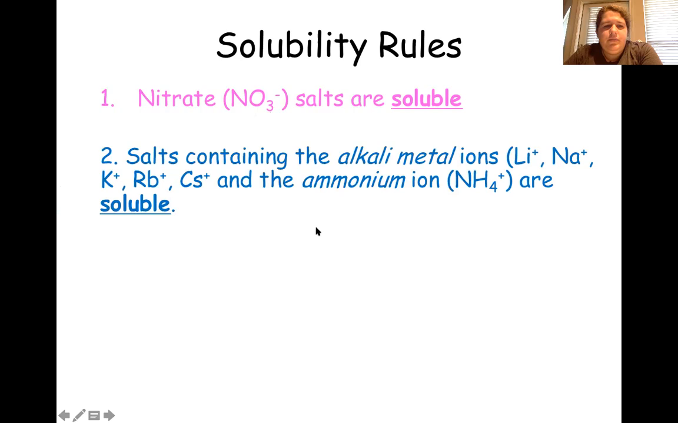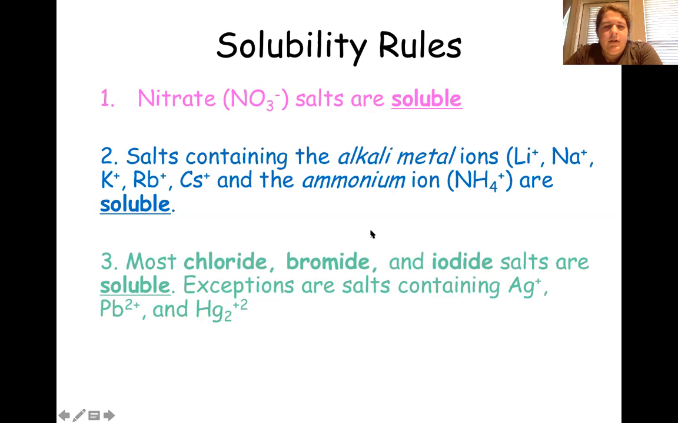Rule number 2: salts containing the alkali metal ions lithium, sodium, potassium, rubidium, and cesium, or the ammonium ion, NH4+, are also soluble. So if it contains something from column 1, or if it contains NH4, then it's going to be soluble. Ammonium is another polyatomic ion that will dissociate readily in solution. All right, so 1 and 2 relate to things that are soluble.